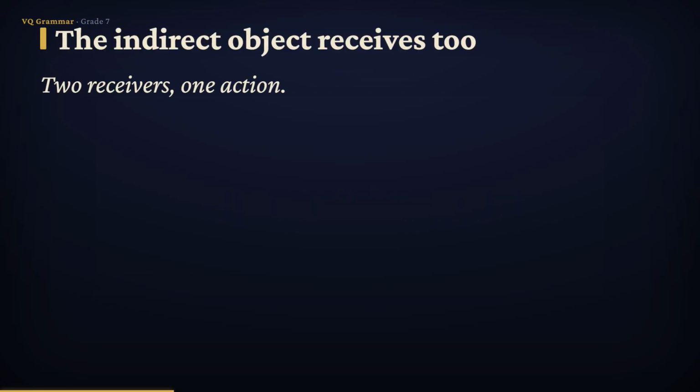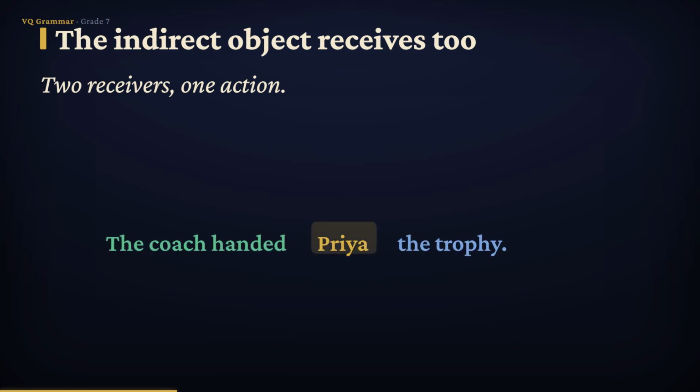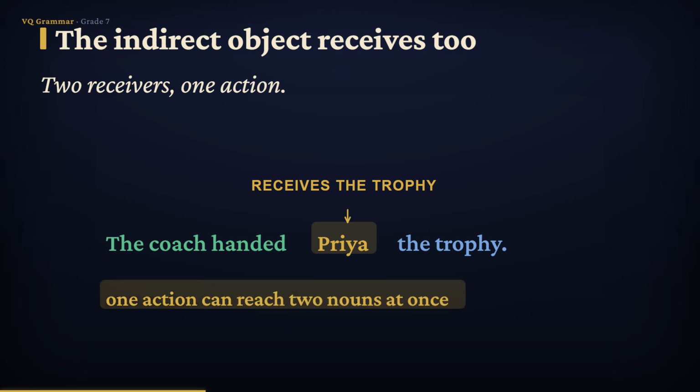Watch how both receivers work together. The coach handed Priya the trophy. The direct object is the trophy, the thing handed over. But look at Priya. Priya also receives something in this sentence. Priya is the one the trophy was handed to. That makes Priya the indirect object. So one action, handed, reaches 2 nouns, the trophy that was given and Priya, the person it was given to.